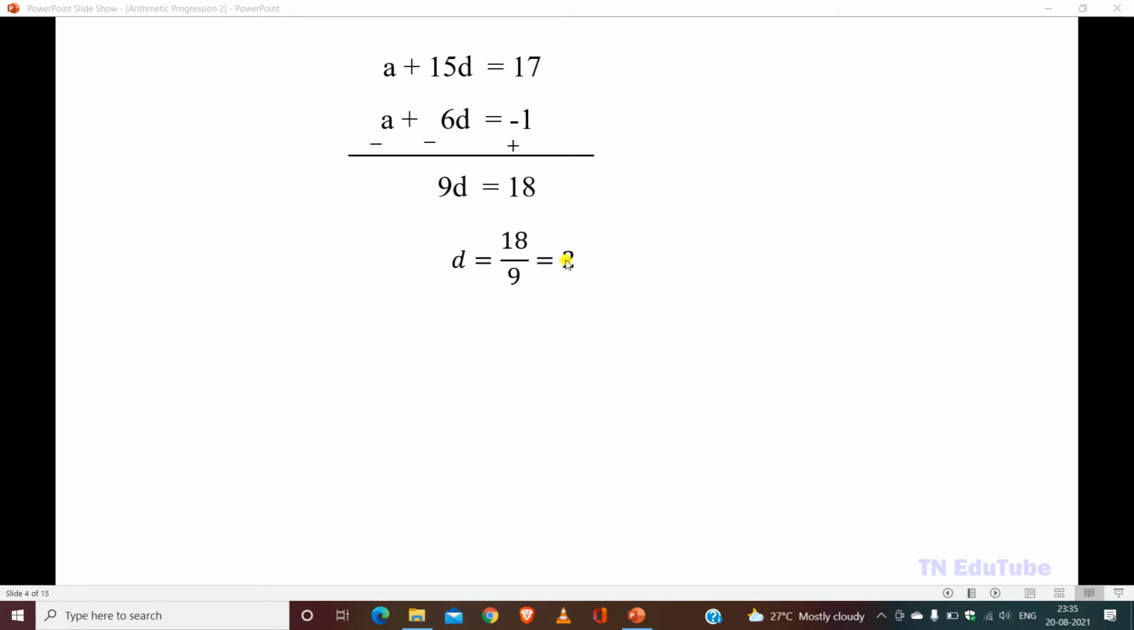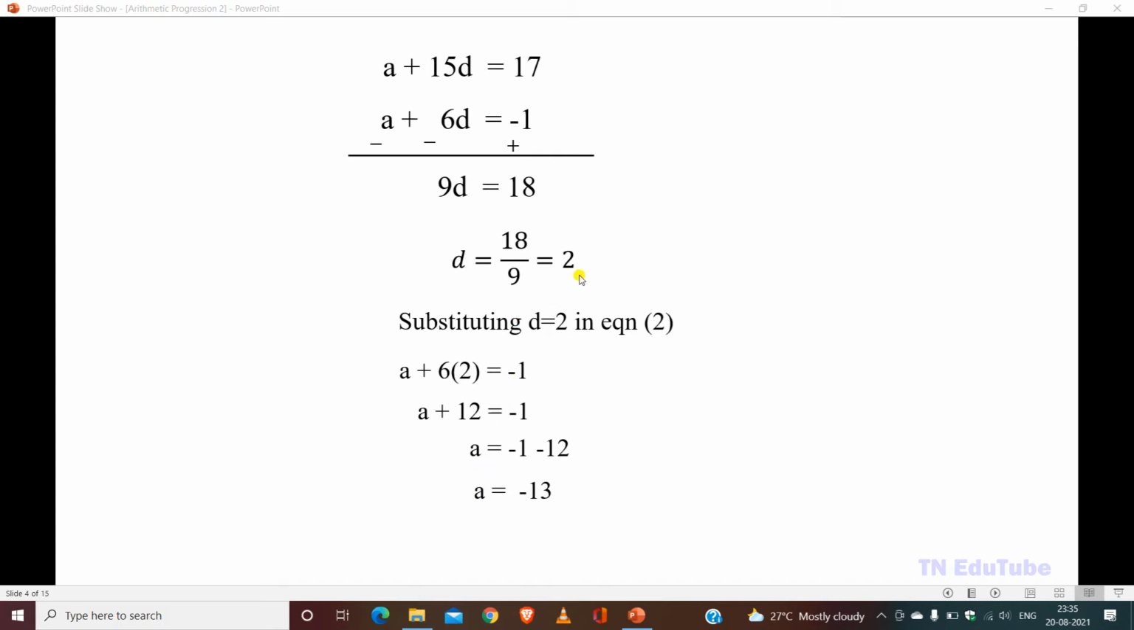Then you substitute the value of D in any one of the equations. Let's substitute in the second equation. So you get A plus 6 into 2 is equal to minus 1. So A plus 12 equals minus 1. Take this 12 on the right side. So you get A equal to minus 1 minus 12, which is minus 13. So the value of A is minus 13. So you get D is equal to 2 and A is equal to minus 13.